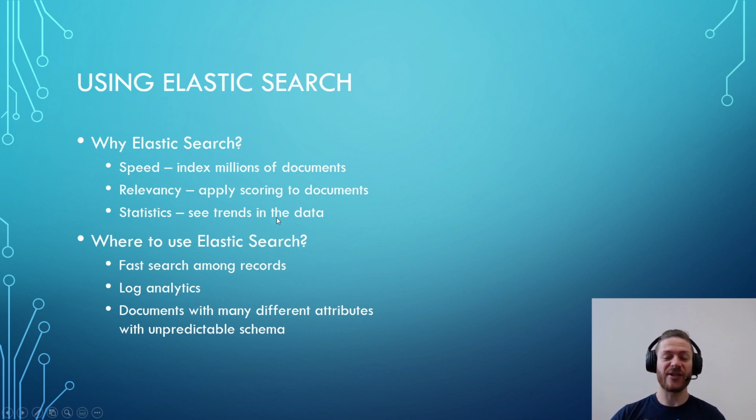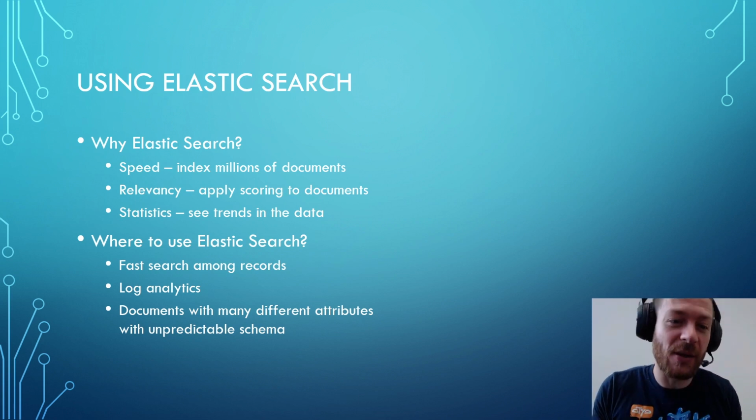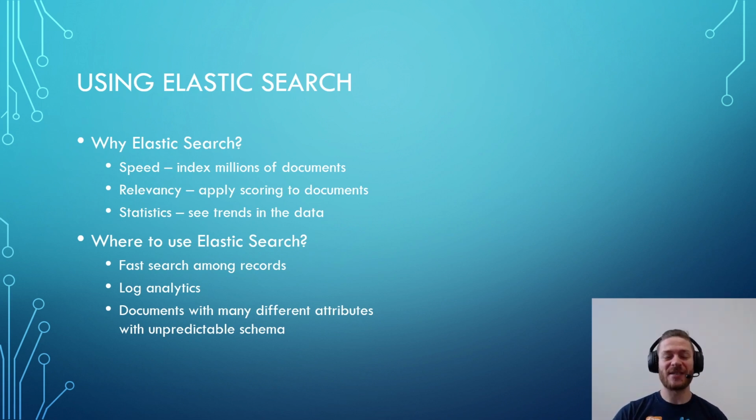So, where to use Elasticsearch? Elasticsearch is good for specific scenarios, just like Redis. If you watched my video about Redis, you will know that Redis is super fast and super convenient for specific cases. It's the same for Elasticsearch. It's not a good idea to use Elasticsearch as a general purpose database. It's not good for that, but you can use it for specific scenarios.